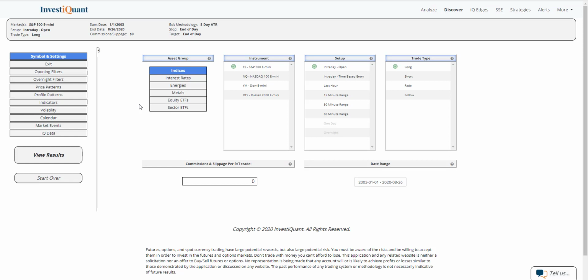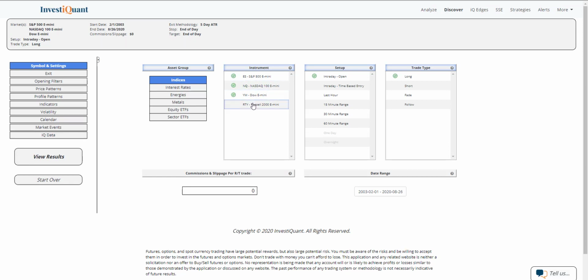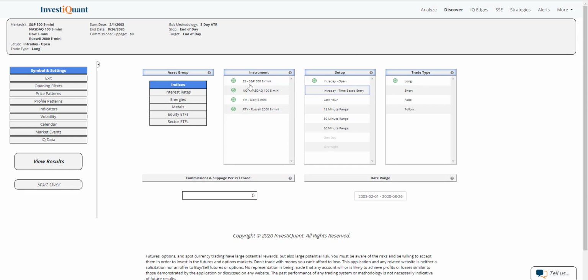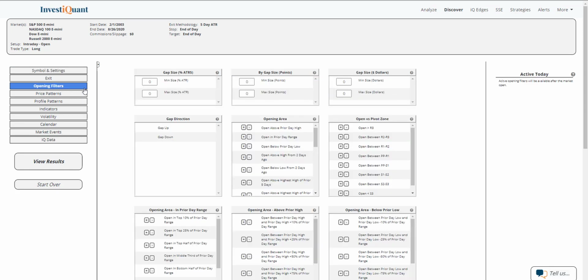So what I figured we'd look at this morning is just what has happened when you open flat after a 52-week high close that closed near the high of the day. Let me set that up in Discover, looking at all four instruments. The setup is going to be getting long at 9:30 a.m. Eastern Time, exiting at the close of regular trading hours, which is 4:15 p.m. Eastern Time. In the opening filters, since I don't know which way we're going to gap, I'm going to use this gap size as a percent of the 5-day ATR. That's going to allow me to zone in on gaps that are pretty mild.